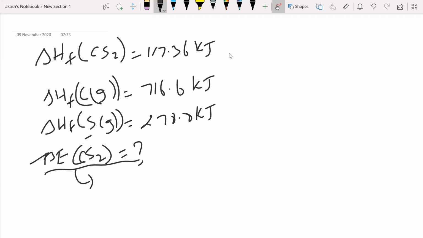Sir, they didn't give the equations, sir. Sorry? No equations. You have to write the equation for this bond enthalpy of CS2.